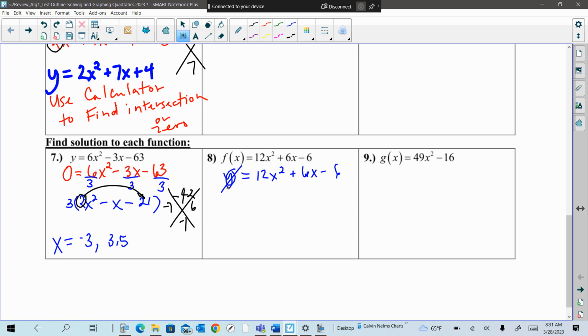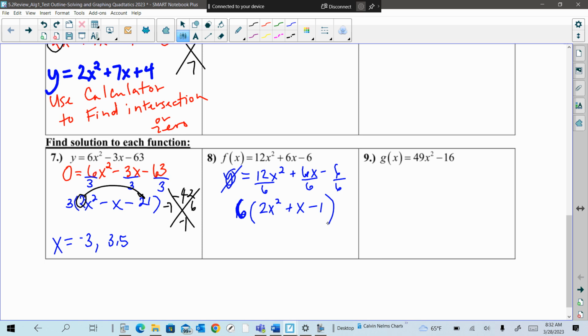Okay. There is a GCF here. They all have 6 in common. So we would have 6 on the outside of the parentheses. 2x squared plus x minus 1. And then you can go from there, or you can go to your calculator. Okay.